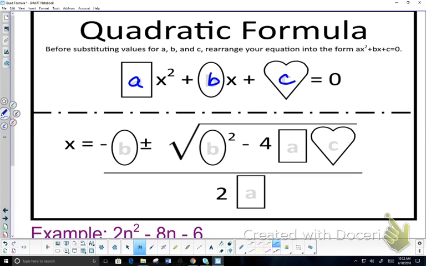Is this in standard form? No. What's wrong with it? C. How would I get it in standard form? You would subtract the C. So I'd have to subtract the c, giving me this. Is this in standard form? Yes. Okay. When we pull out our a, b, and c, we always have to be careful to make sure we take the sign with them.